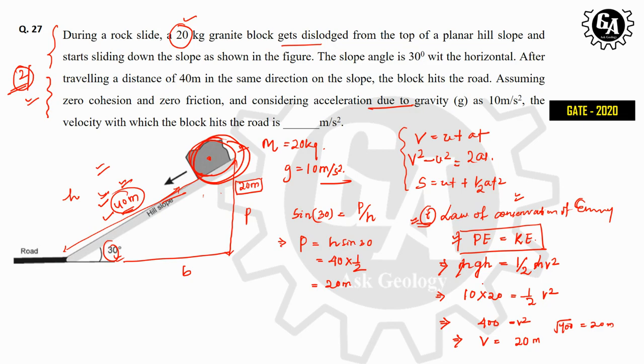Now this is one process of doing this numerical. Here we are considering that the potential energy is equal to the kinetic energy, and this condition is only satisfied when we are at the starting point of the dislodging or detachment, when it is starting to move.